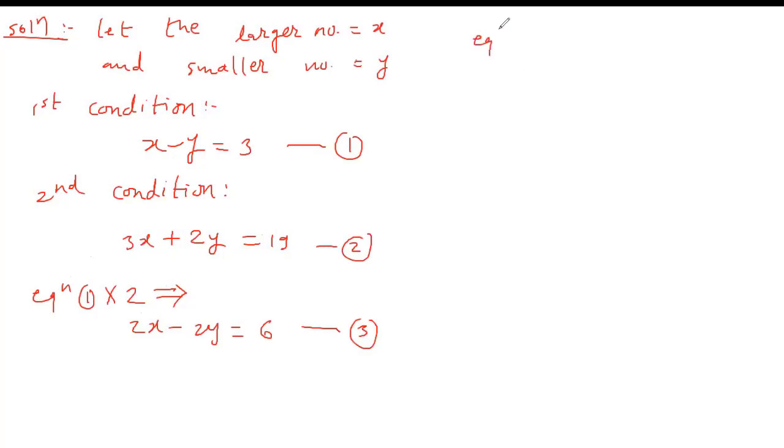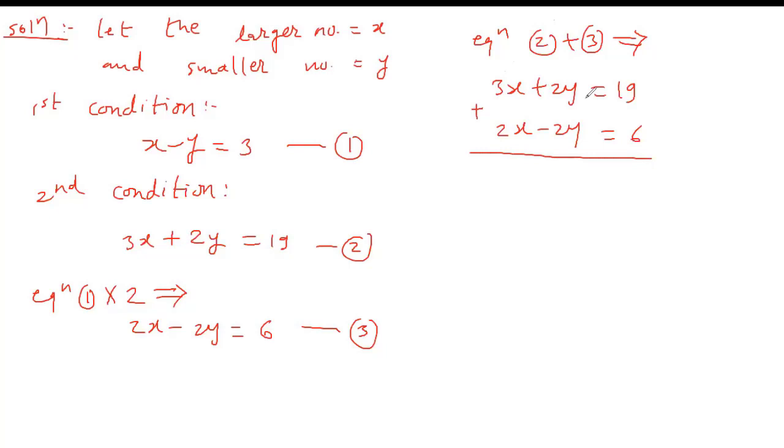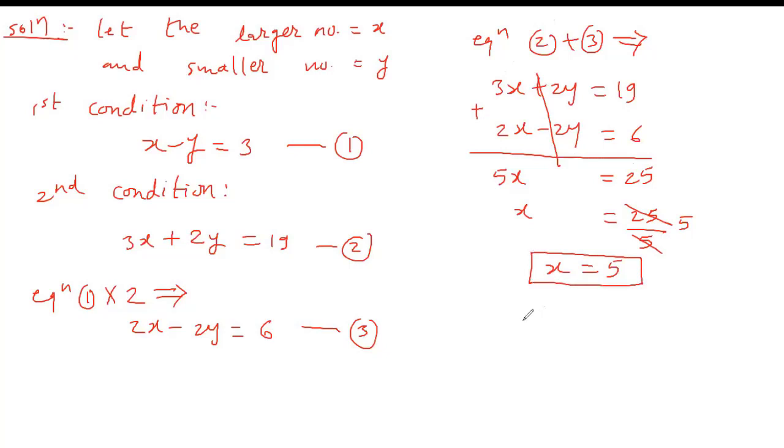Now equation 2 plus 3. Equation 2 is 3x plus 2y equals 19, and 2x minus 2y equals 6. Let's add them. Plus 2y minus 2y will get cancelled. 3x plus 2x is 5x, 19 plus 6 is 25. 5 multiplied, it goes to the other side as divide. So 25 divided by 5 becomes 5. So we got x equals 5. This is our larger number.